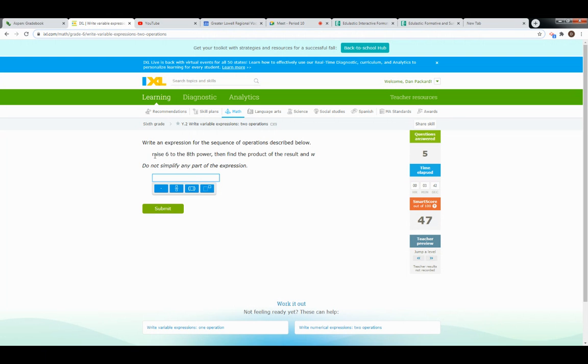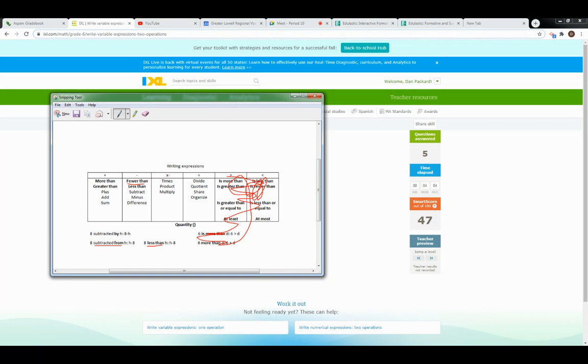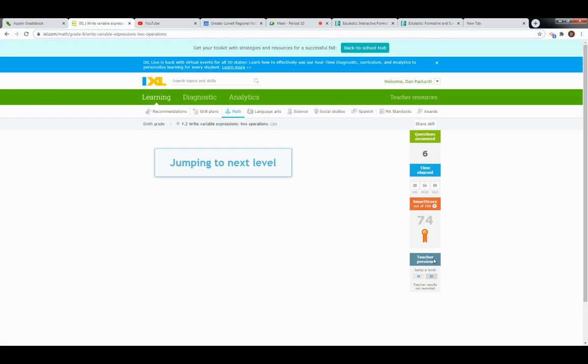Okay, I'm going to jump a level. Actually, now let's do the multiplication. Raise 6 to the 8th power, then find the product of the result and W. So this is just 6 to the 8. Remember to click out of the exponent, and you can use this as the multiplication button, times W. This product means, remember, if you're not sure what product means, we go here, and all product means is to multiply.